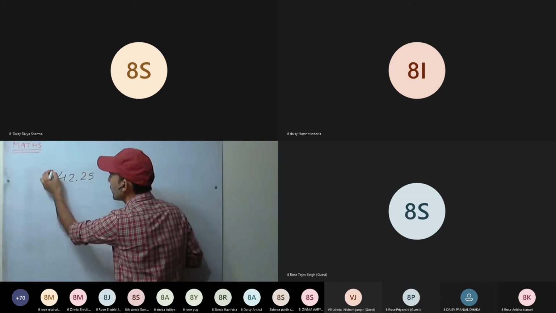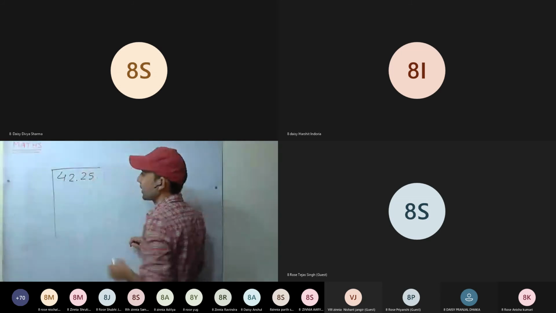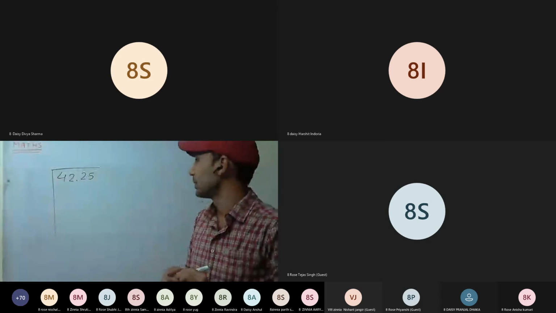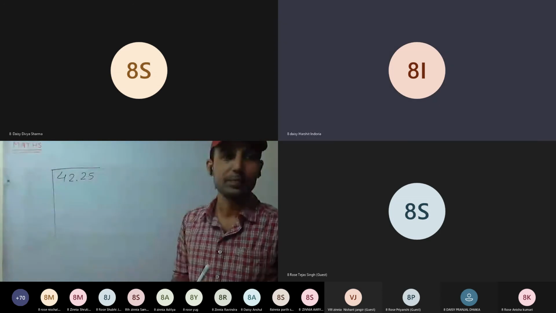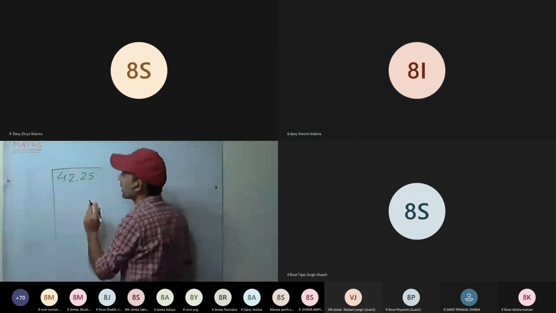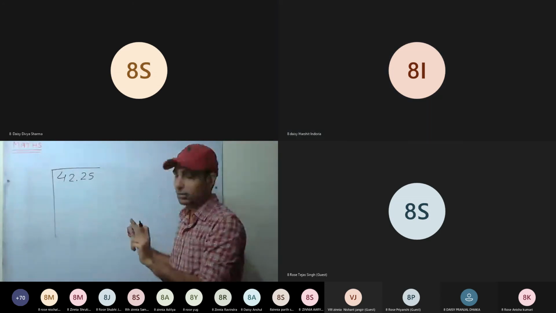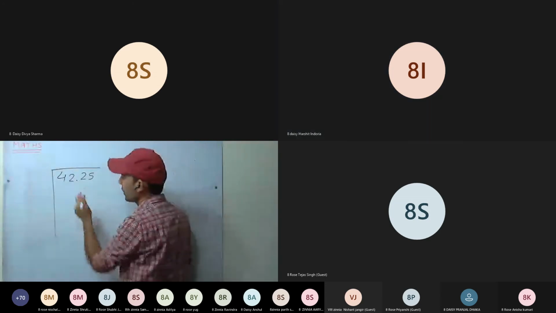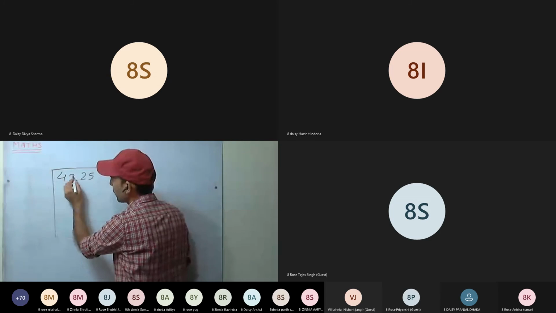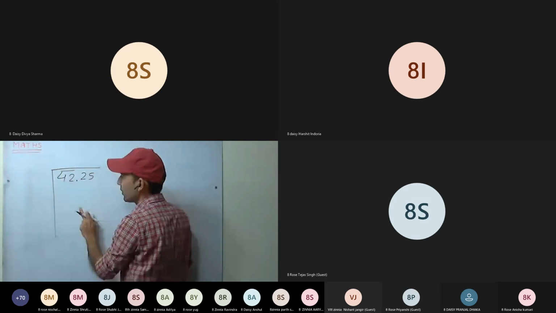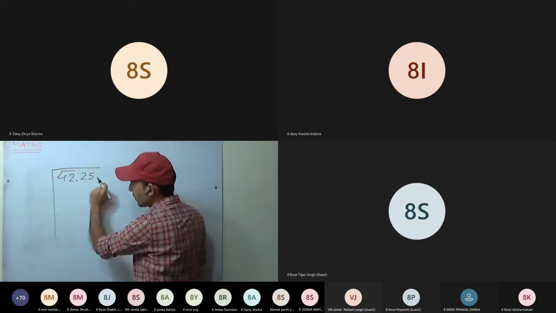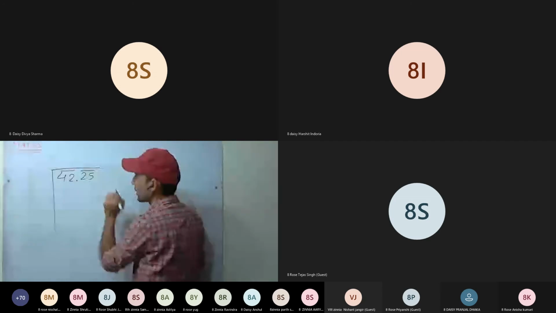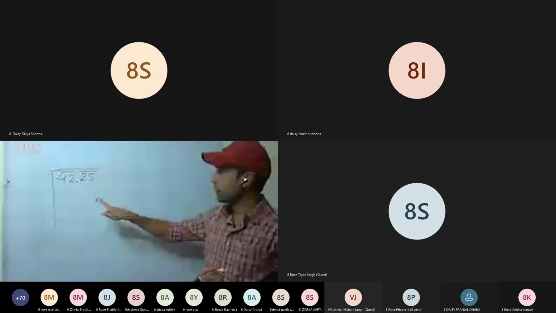42.25. And what do we have to find? What do we have to find? Square root by division method. Okay, now see what we do. Here is the decimal, so start from this side. Start pairing. We made the pair and start from this side. This is clear, to make the pairs.